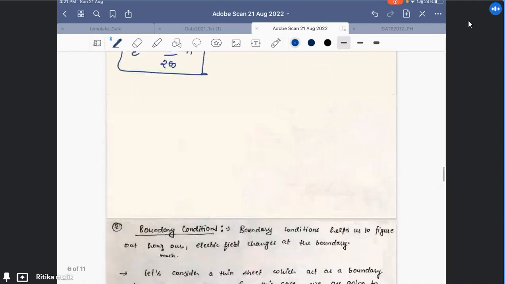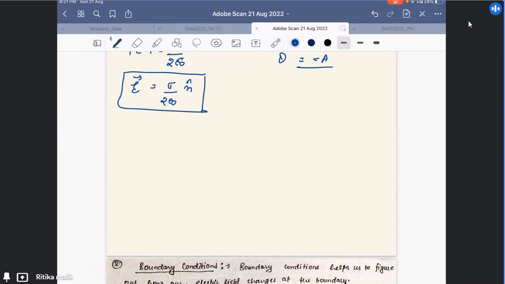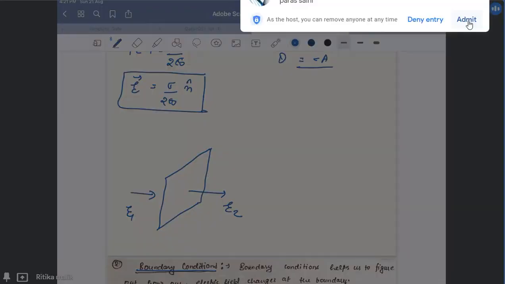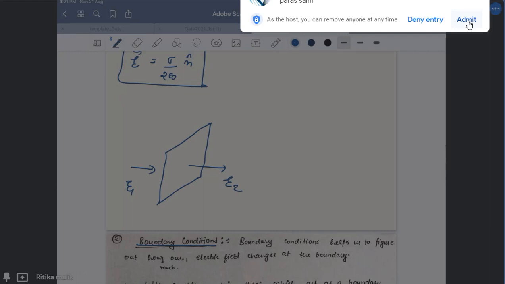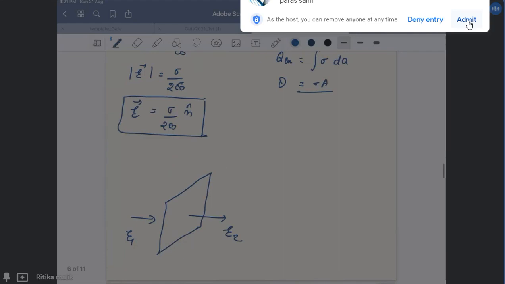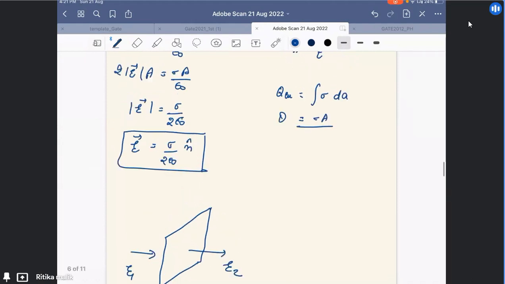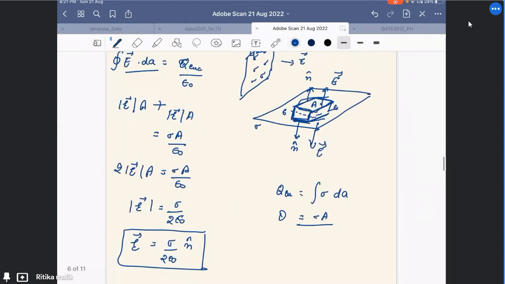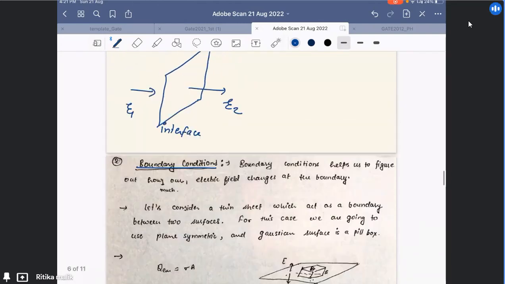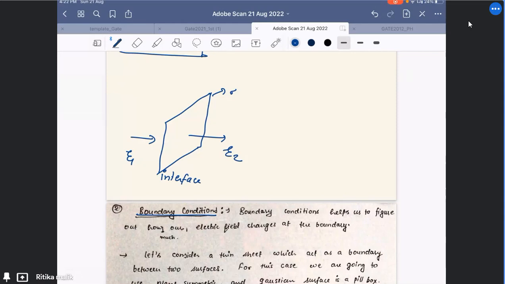So this concept of plane sheet charge is very useful when we are talking about boundary conditions. Last time I told you, when we have an interface between two media, and we know the electric field in one medium and the electric field in another medium, this kind of problem is mainly solved by this concept of boundary condition. This interface between two media will act like the same charge density sigma that I have told you here. So there are two boundary conditions here.